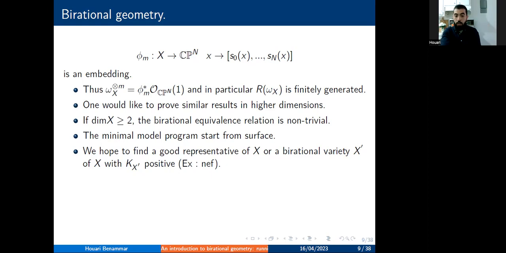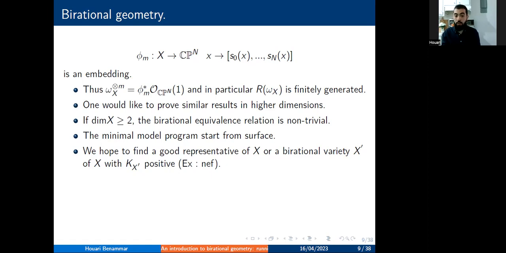Okay, so now we can see the classification of the curves. I said that if the Kodaira dimension is minus infinity, the curve is CP^1, and if the Kodaira dimension is equal to 0, the curve is an elliptic curve, and if the Kodaira dimension is equal to 1, the curve is of general type. That means a Riemann surface of genus bigger than 2.